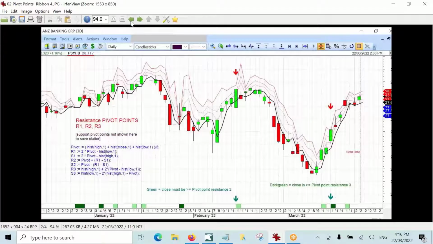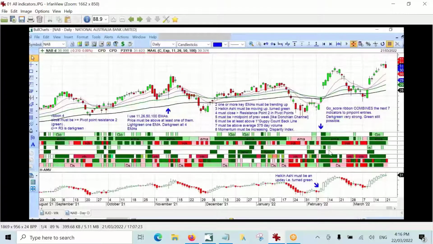So to be included in the GoScore, it must be at least above R2. And this green in the ribbon indicates that. That's R2 and that's R3. Now the next 4 variables are quite complicated. So rather than work through the formulae, I'll just try to explain what they're doing roughly.